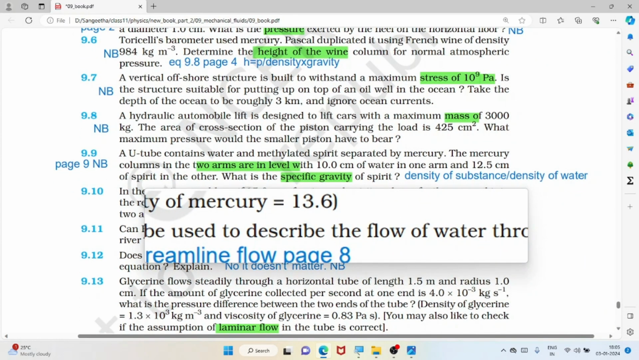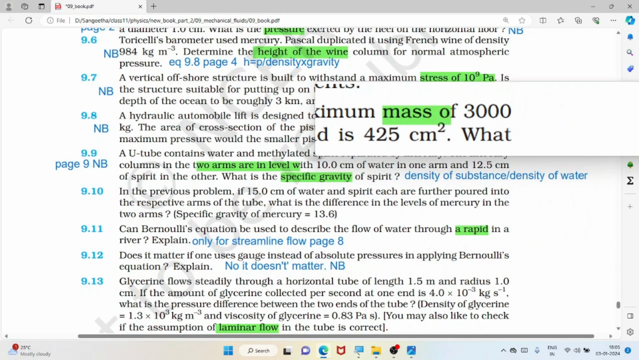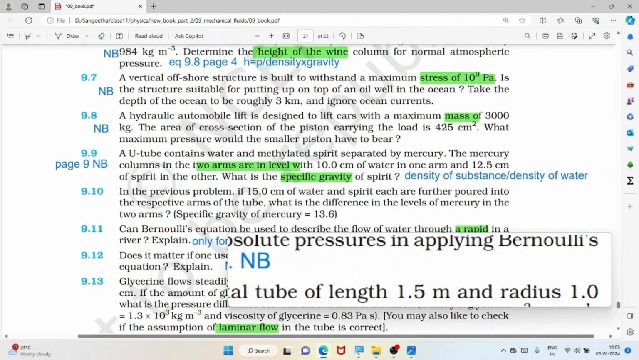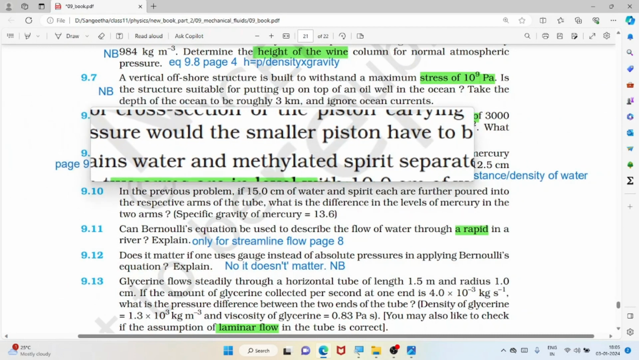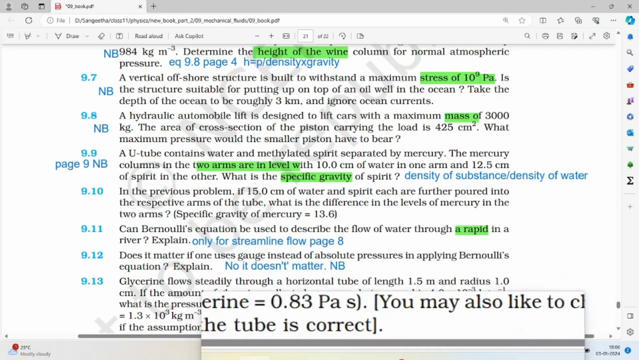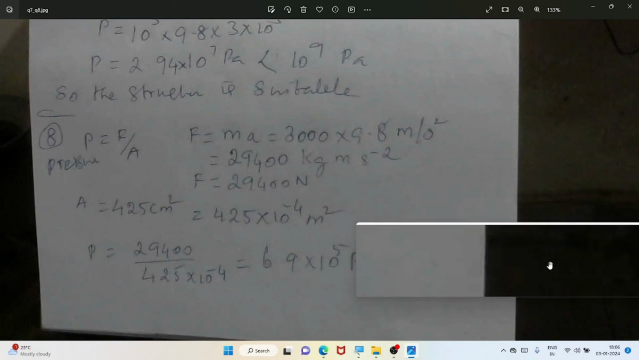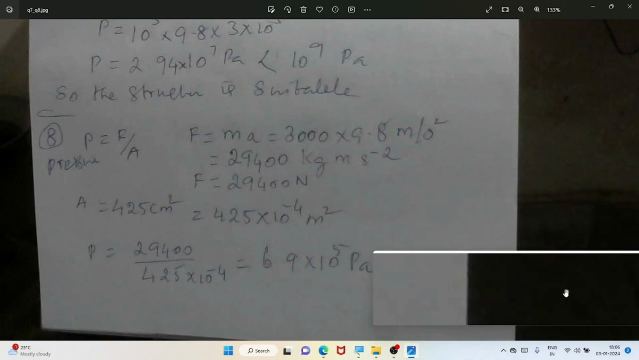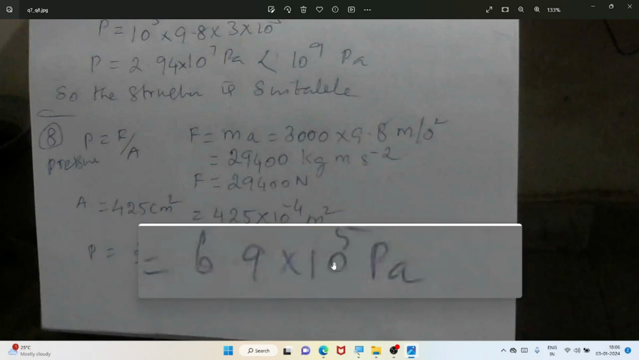A hydraulic automobile lift is designed to lift cars with a maximum mass of 3000 kg, and the area of cross section of the piston carrying the load is given. What is the maximum pressure the smaller piston would experience, taking g as 9.8? Here, force equals pressure times area. Sorry, pressure equals force divided by area. The force is the mass into acceleration. The area of cross section is given, so pressure equals this much.